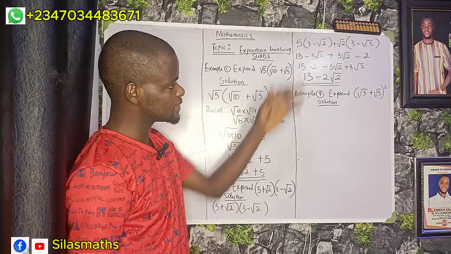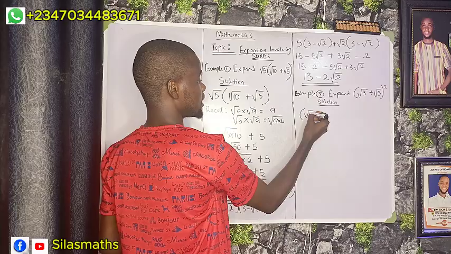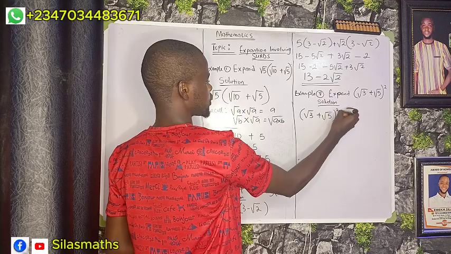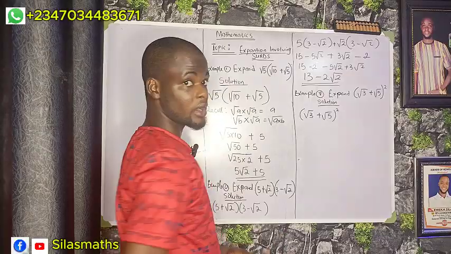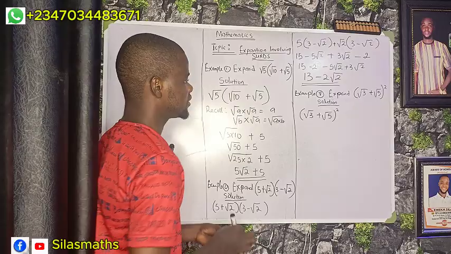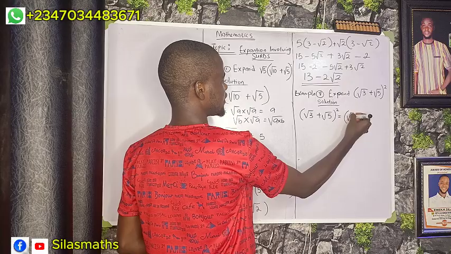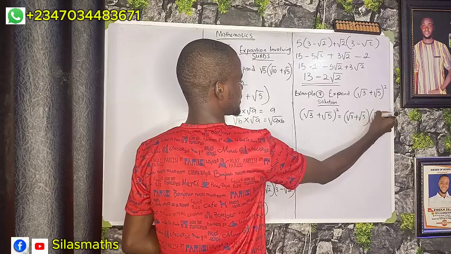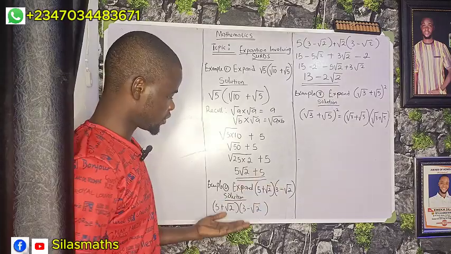I have example 3, and that is it over there. It says that we should expand open bracket square root of 3 plus square root of 5 all to the power of 2. So how do I expand this? When you have a number raised to the power of 2, that's a square, and it simply means the number multiplying itself. So this is the same as saying square root of 3 plus square root of 5 multiplying itself: square root of 3 plus square root of 5. And then at this point we go through what we did here.